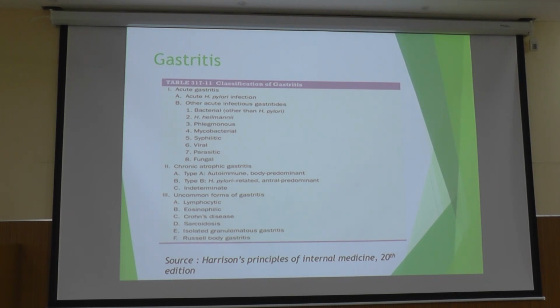Chronic atrophic gastritis can be of two types, type A and type B. Type A is autoimmune, and type B is usually bacterial. And there are some uncommon forms of gastritis: lymphocytic, eosinophilic, and sarcoidosis.